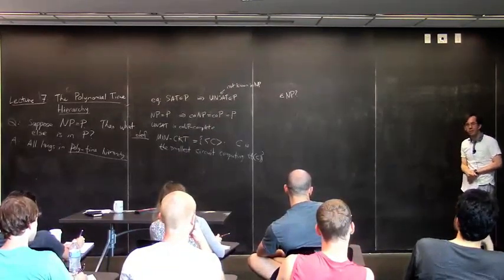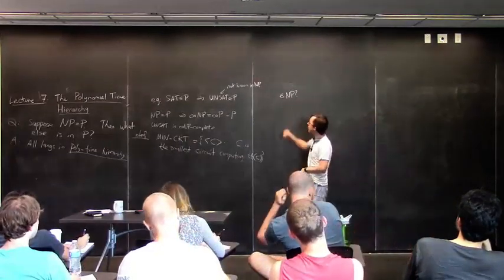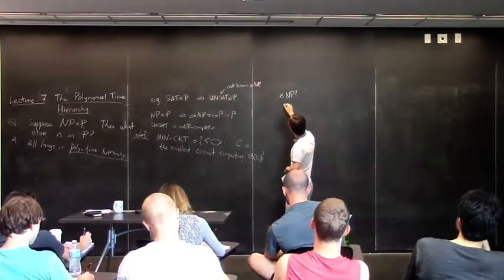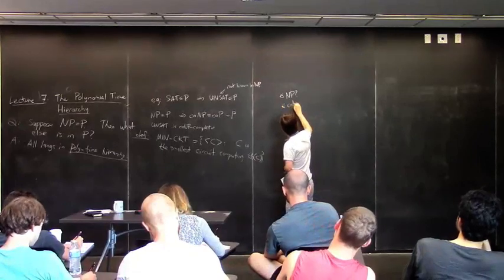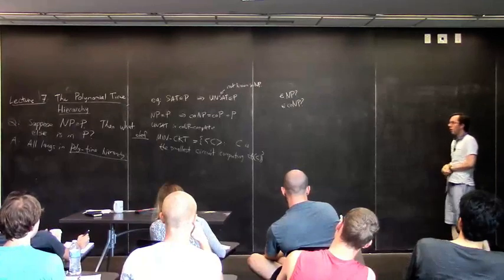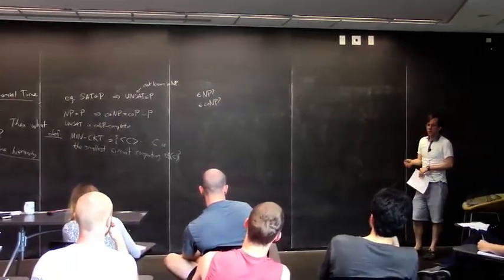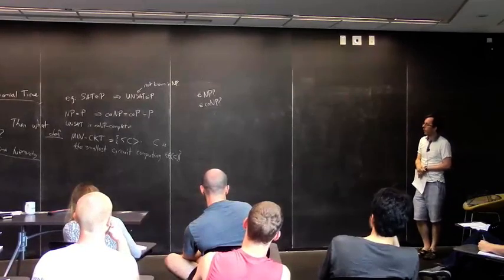That's not so clear. In fact, it's believed that this language is not in NP. What about in co-NP? This one actually looks a little better at first. So what does it mean to be in co-NP? Roughly speaking, it means that whenever a string is not in the language, there's a certificate that can convince you.